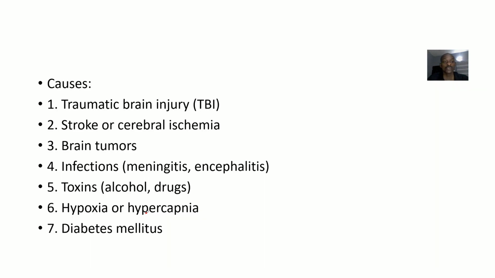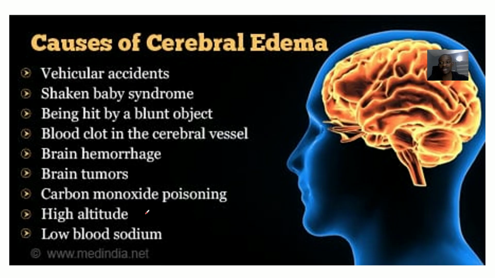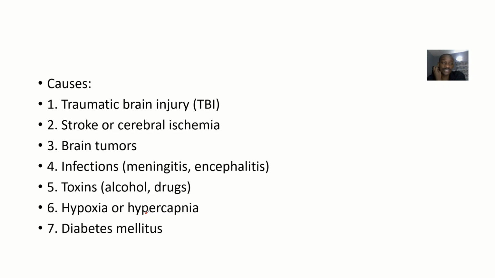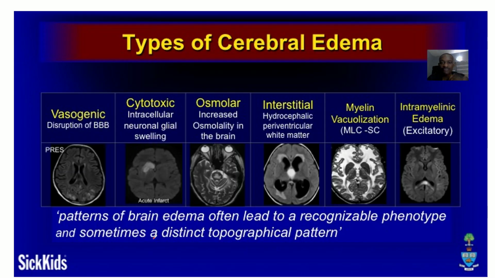All right. So those are the types, right? Possible causes of brain edema could be traumatic brain injuries or stroke or cerebral ischemia. It could be brain tumors. It could be infections like meningitis, encephalitis. It could be toxins. It could be hypoxia or hypercapnia. It could be diabetes mellitus, right? So all these are the possible causes of brain edema.